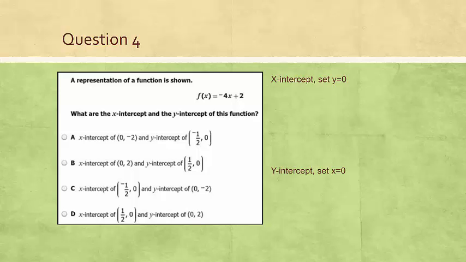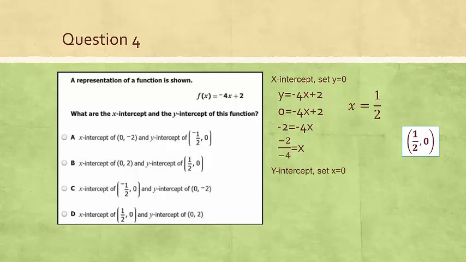So we're going to write out our equation replacing f of x with y. So we got y equals negative 4x plus 2. We set the y value equal to 0. We're going to solve for x now. Boom, boom, boom. Alright, one down. There's our point. We got 1/2 for x, 0 for y. That's what the ordered pair looks like. Alright, next part of the question.